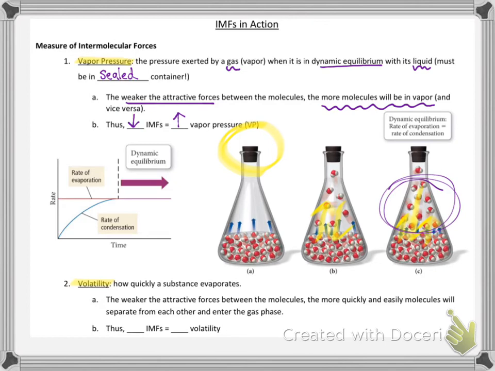Volatility is related, but it's not in a sealed container. This is just how quickly something evaporates. But it has the same relationship with IMFs, because if you have weaker attractive forces between your molecules, they're less sticky, they're going to separate more easily. That means they're going to evaporate more quickly. So when you have weaker IMFs, less sticky particles, they're going to have high volatility. They're very volatile. Isn't that weird?